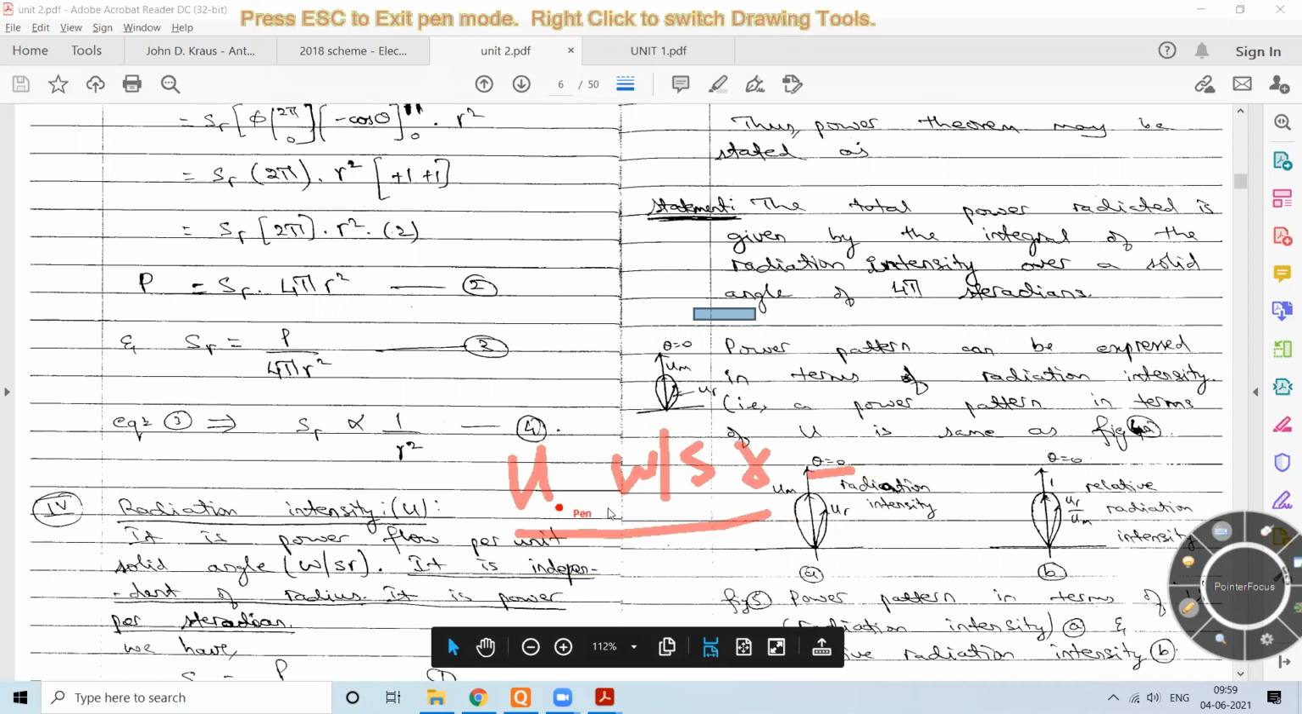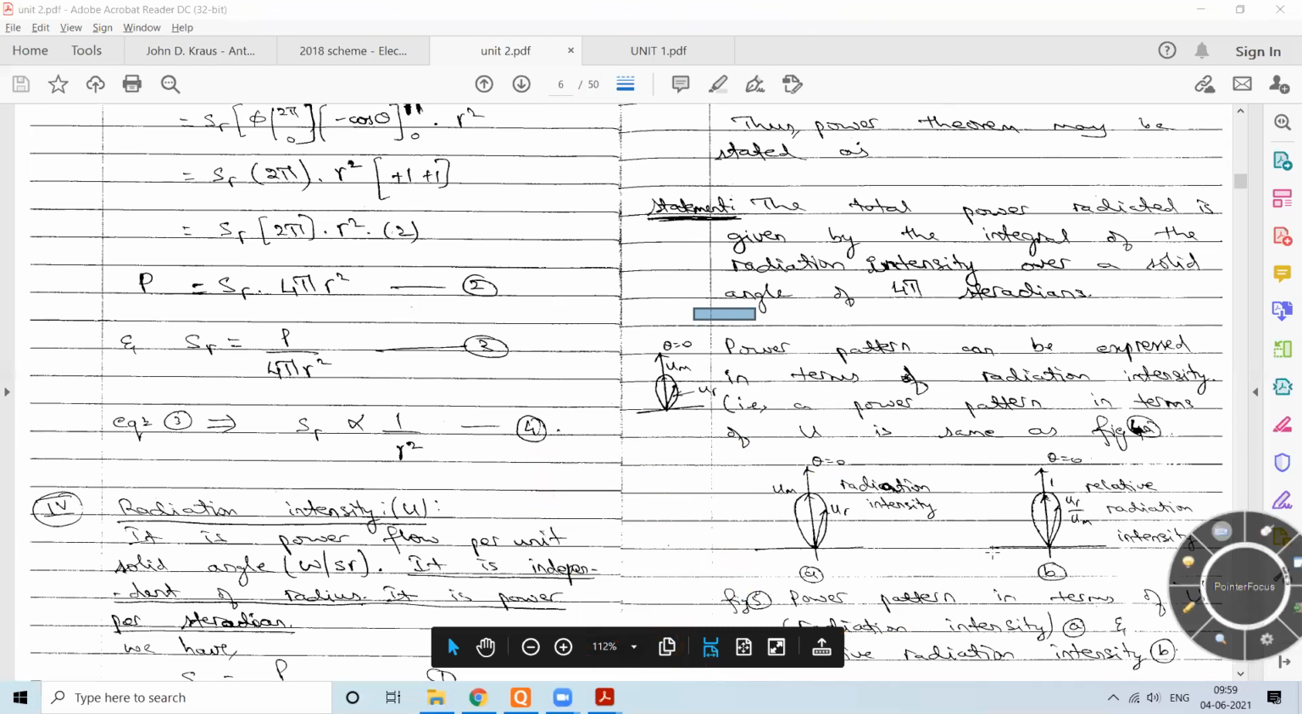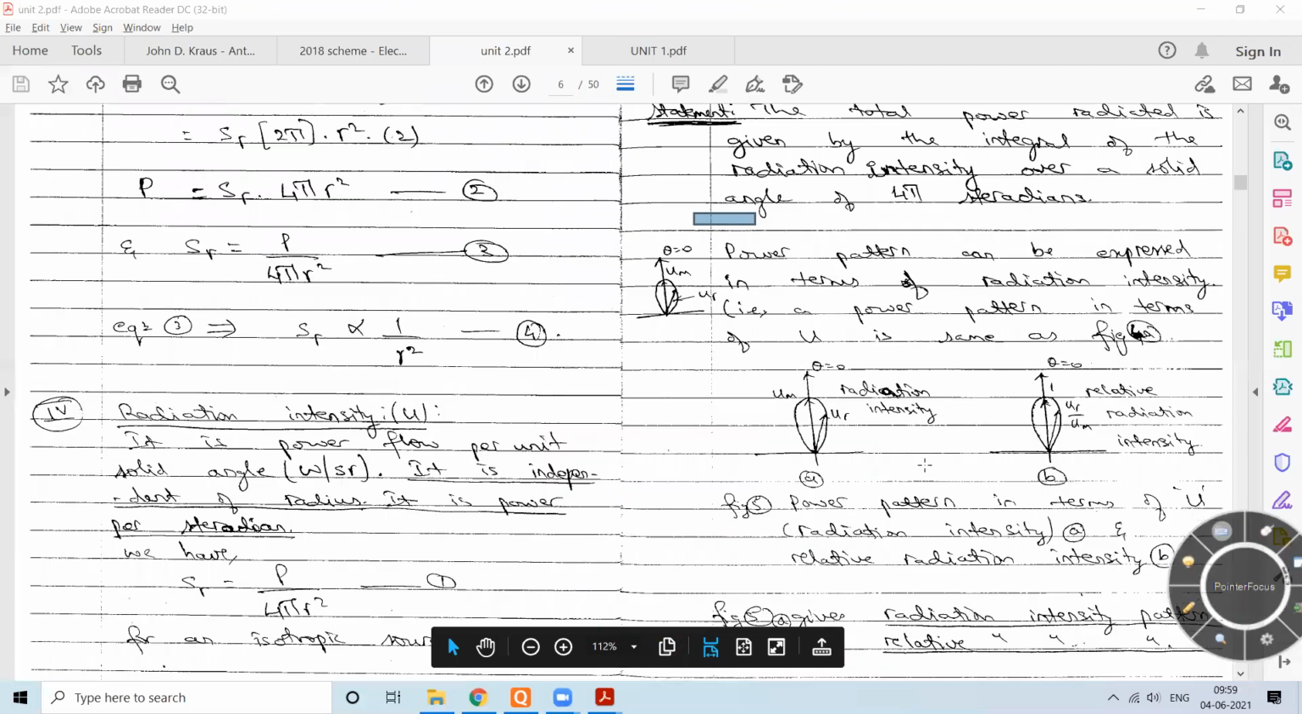And if I plot this with respect to some specific direction, say U1, if I plot U with respect to U1, I'll get the relative power pattern. And if I consider this as the maximum radiation intensity, I'll get the normalized power pattern or normalized intensity pattern.